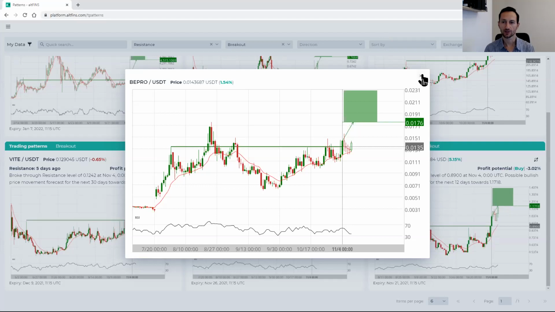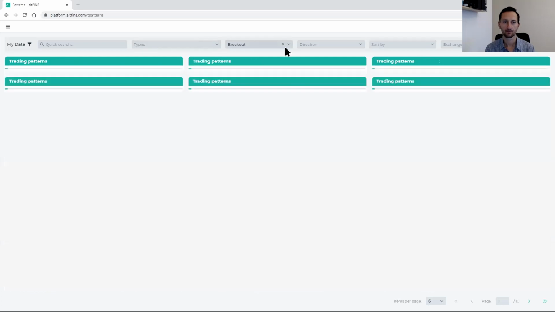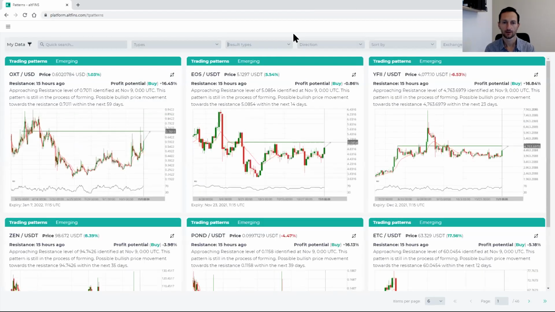But this is partly to help you understand what we're looking at. I wanted to unpack the information that we have here around these charts, and also to get you to start using these filters the right way. So again, both emerging and breakouts of resistance zones are valid and solid trading opportunities.